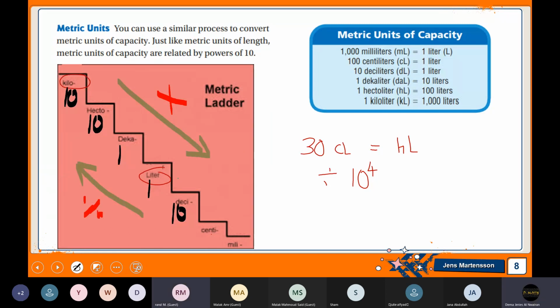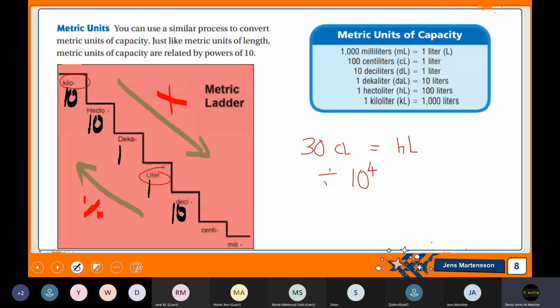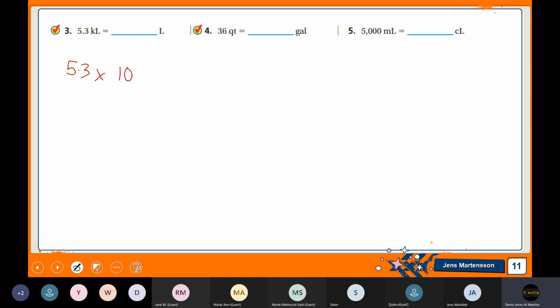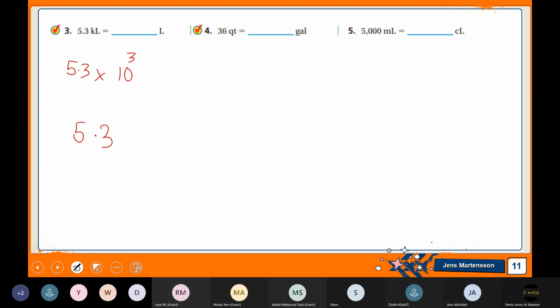Down. Multiply. Good job. Multiply by 10 to the power of what? How many steps? 3. Good job. So 5.3 times 10 to the power of 3. Do you have to move the decimal point 3 digits to the right or to the left? To the right. Good job. So it will be 5,300 liters.